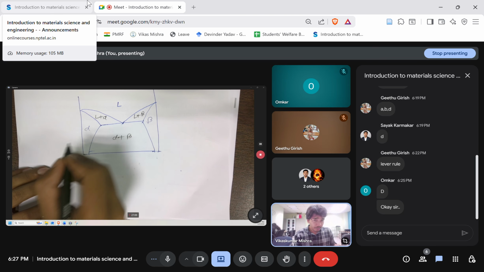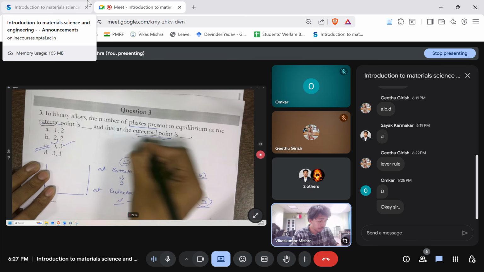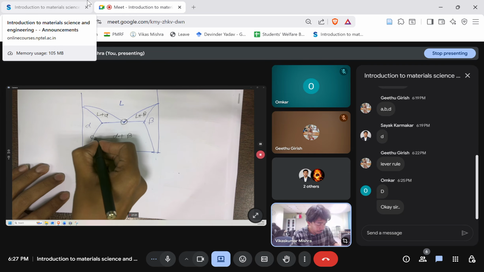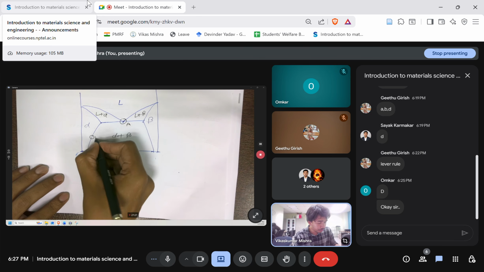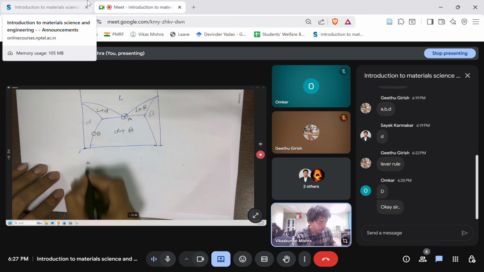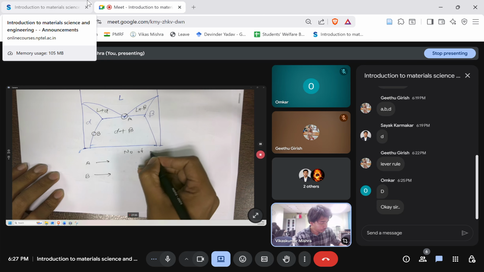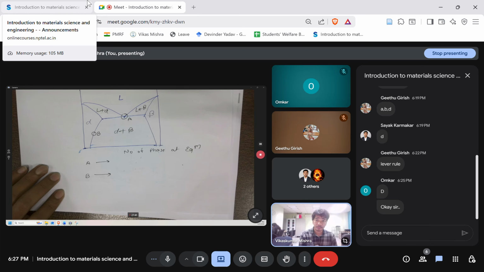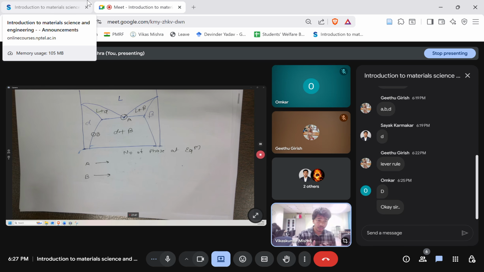Now my point is, for example, in the last question we discussed the eutectic point and the eutectoid point. Now my point is this, and now my point is this. Our question remains the same. This is, let's say, point A, and this is point B. So for A and for B, we have to find the number of phases at equilibrium. Can anyone quickly answer this? It's very easy, right? We just discussed it.